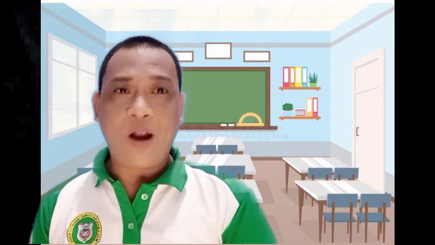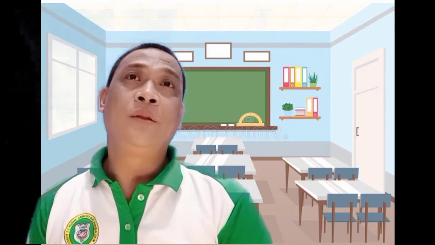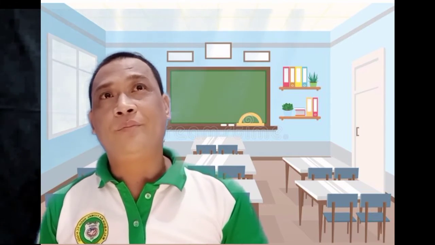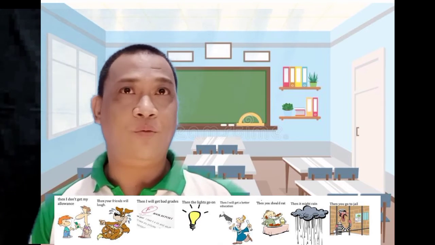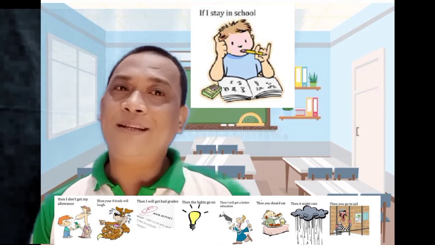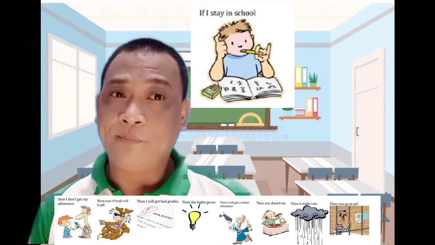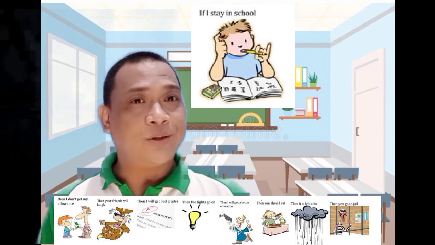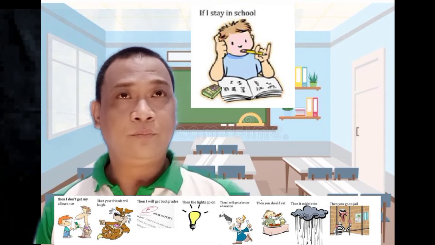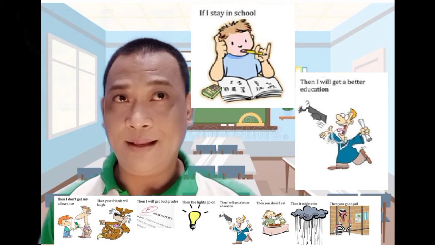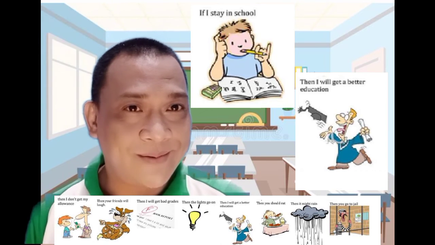Now let's have our first activity. In this activity, you have to match the picture of the possible conclusion to a given condition. You may choose your answer below the screen. Okay, for number 1, if I stay in school, what could be the possible conclusion? Correct. Then I will get better education.